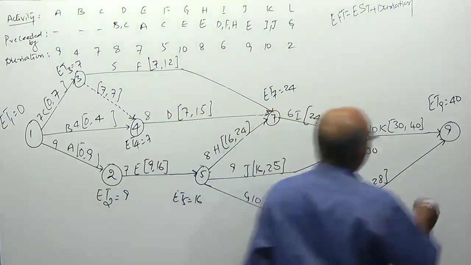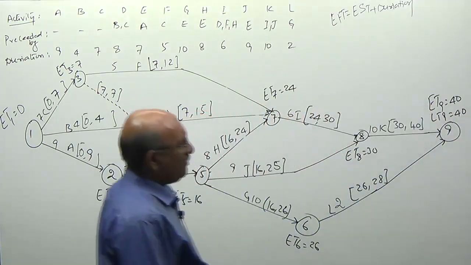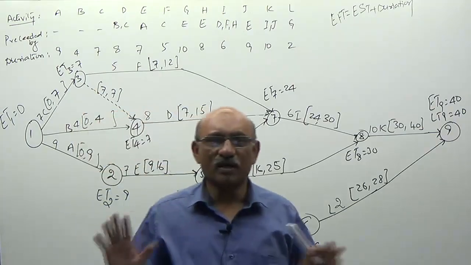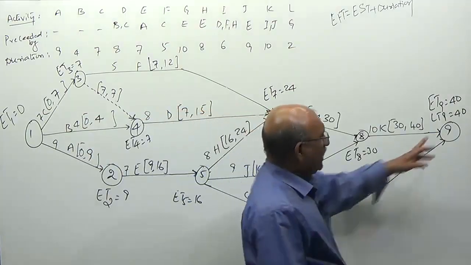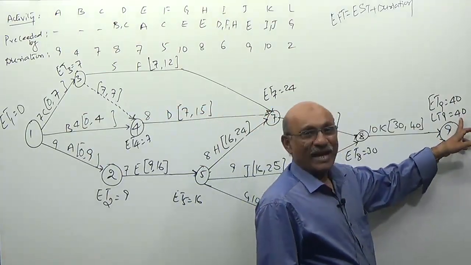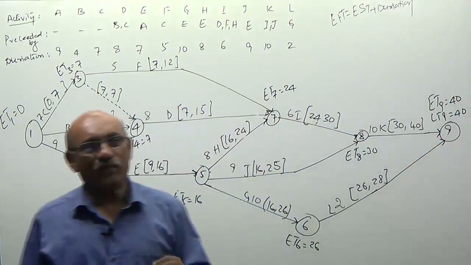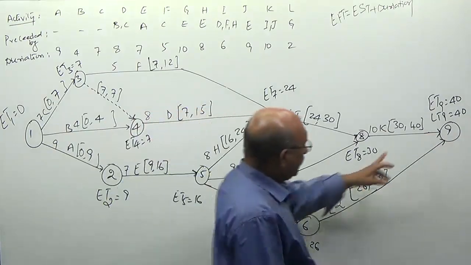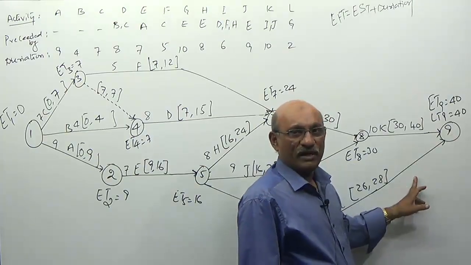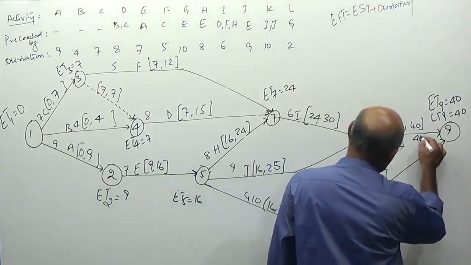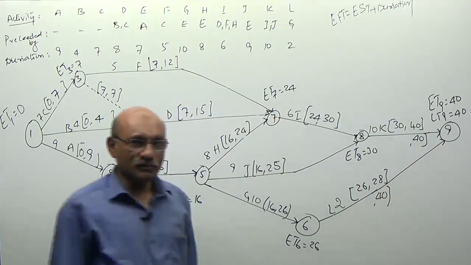Look at this, sir. Latest timing of 9 is equal to 40. Latest timing means I have to complete this project on the 40th day, sir. If I have to finish this network on the 40th day, these 2 activities must be completed on the 40th day, then only you can say the project is completed. So for these 2 activities, 40 is the finishing time.